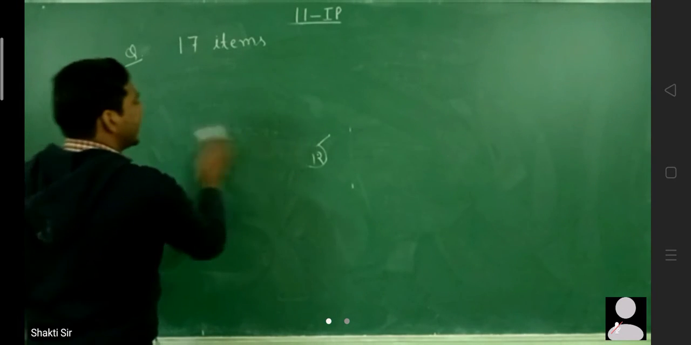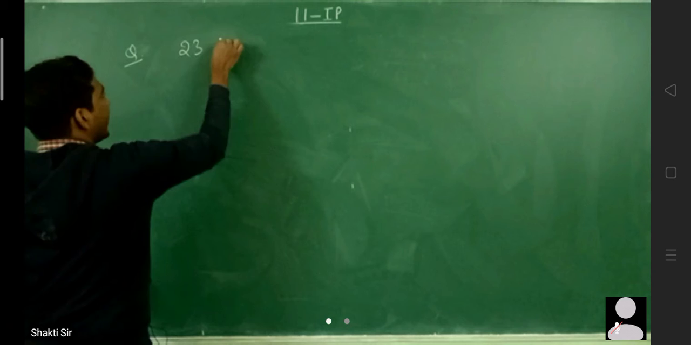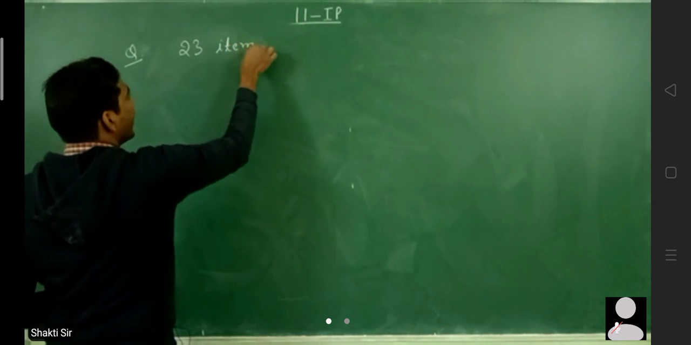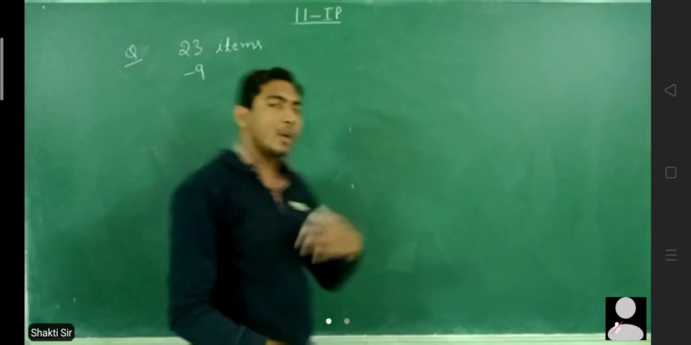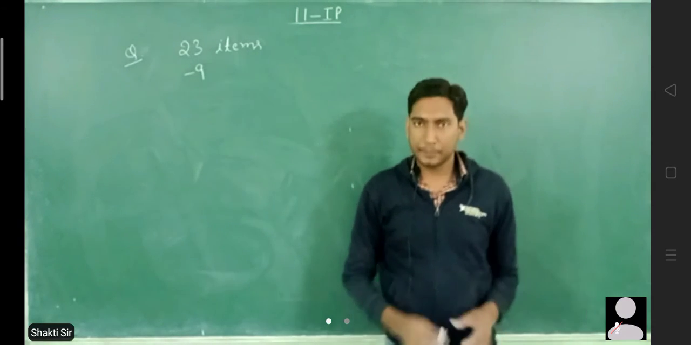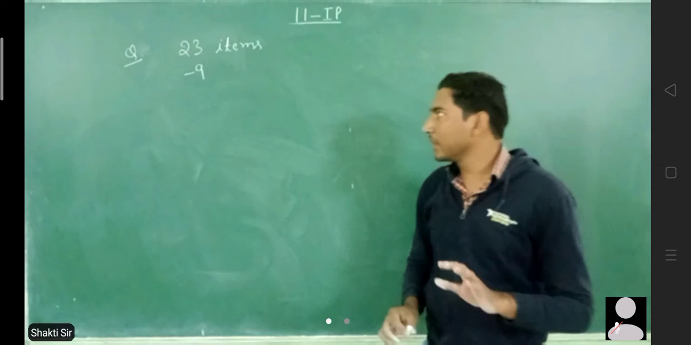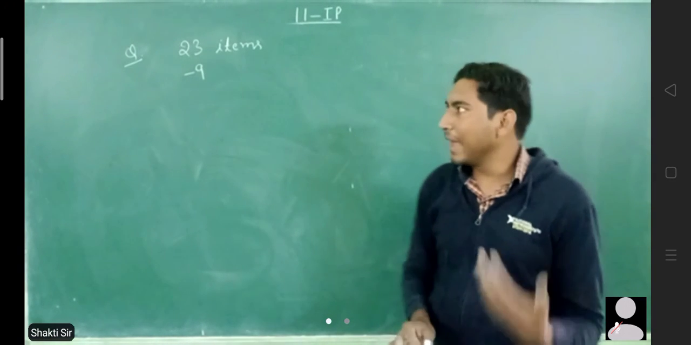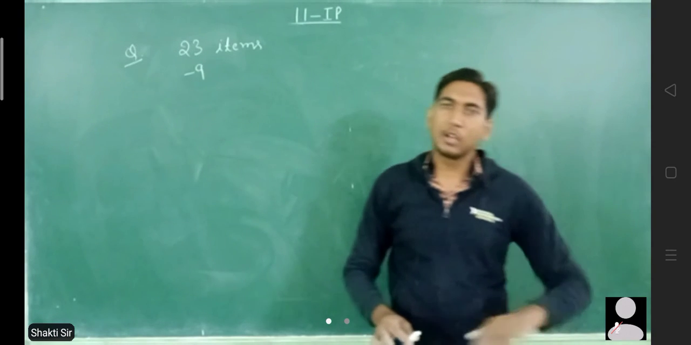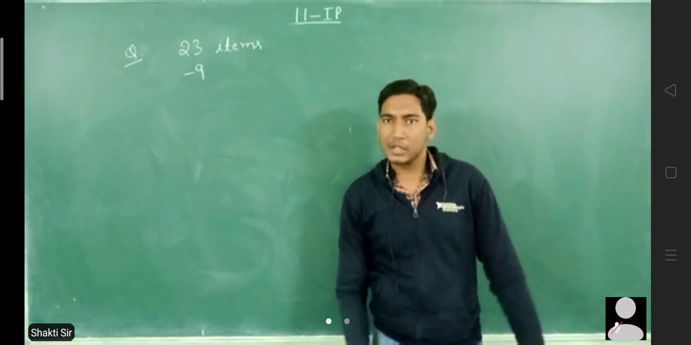Okay, solve one more question. So basically you are given 23 items in a list, and you have given the index of an item is -9, and then you are required to find the other index of the same item. Okay, so the question should be clear.